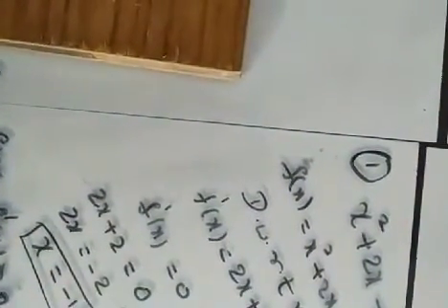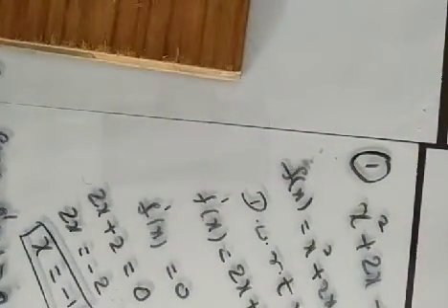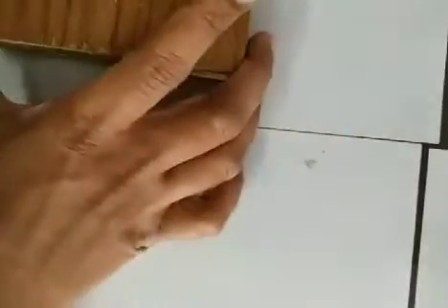So here, what are the intervals? The intervals are minus 1 to plus infinity for increasing, and minus infinity to minus 1 for the decreasing function. Is it clear? Next, take the second one. Second question.